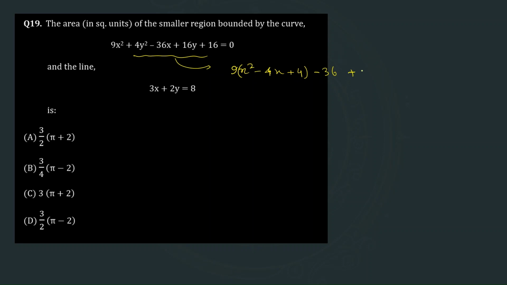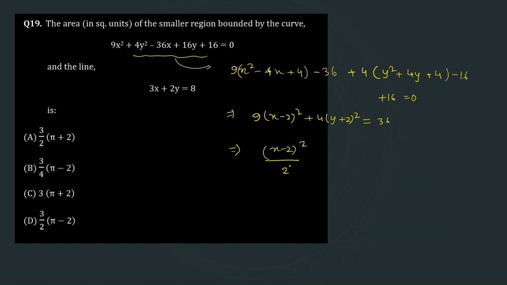Similarly, here we can take this 4 common from this 2. So this will be 4 times y square plus 4y, plus there will be 4 to complete the square, and we have to subtract 16. Plus 16 equal to 0. So it comes out to be 9 times (x minus 2) whole square plus 4 times (y plus 2) whole square equal to 36. If we divide by 36, we get (x minus 2) whole square divided by 2 square plus (y plus 2) whole square divided by 3 square equal to 1.